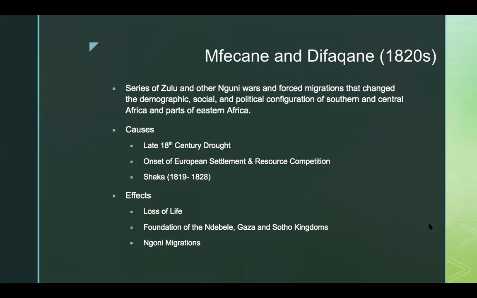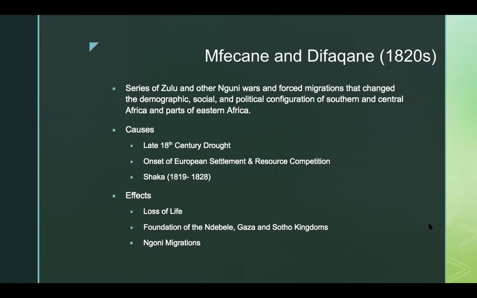So there were many prominent groups in Southern Africa at the time, and right now we're talking specifically about what is modern day South Africa, and particularly in the area we'll call the Zululand, mainly on the eastern side of the country. So that was one reason.